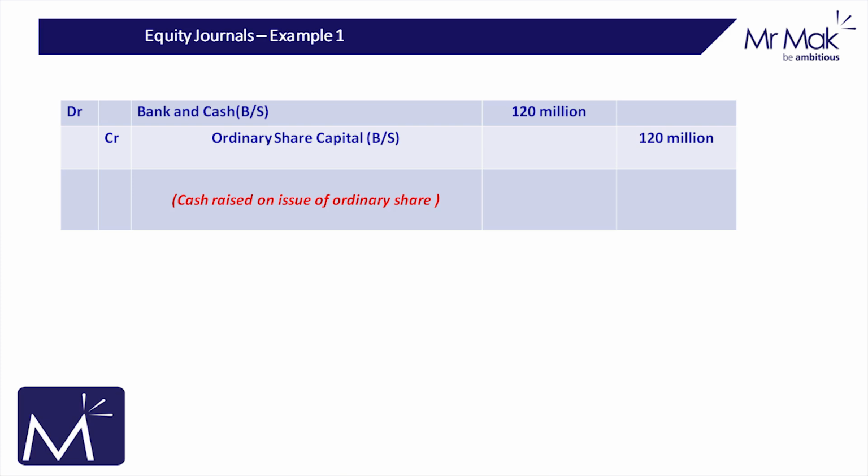capital has increased. If you had to see the journal reflected in the T accounts in GL, you'd see a debit of $120 million in the bank and cash T account, and a credit of $120 million in the ordinary share capital account.